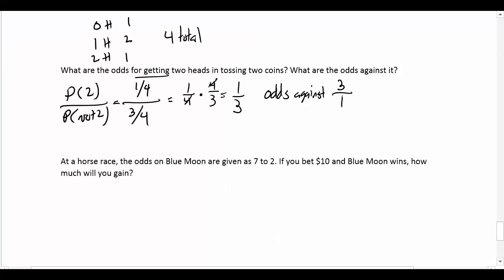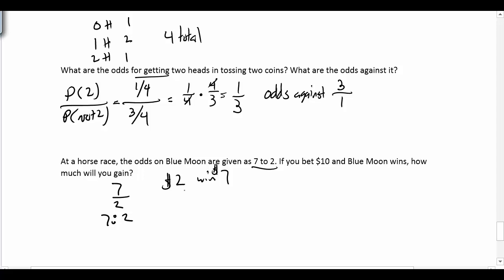In a horse race, the odds on Blue Moon are given as 7 to 2. Okay, 7 to 2 simply is that we can set that up as a fraction, or we can leave it as the words 7 to 2, or another way you'll see it written is 7 with a colon 2. If you bet $10 and Blue Moon wins, how much will you gain? Okay, so a little understanding of what the gambling rules are. So 7 to 2 odds means that for each $2 you bet on Blue Moon, you win 7. So if I bet 2, I win 7 back.